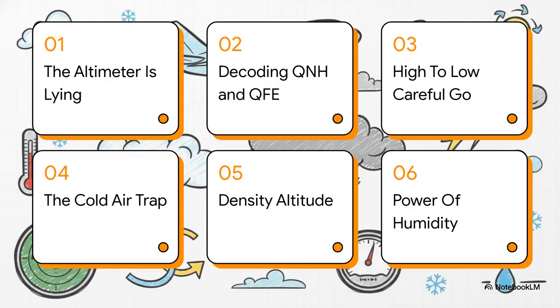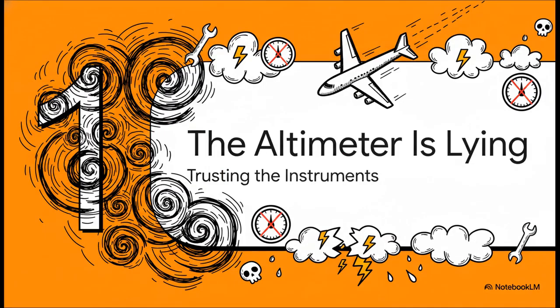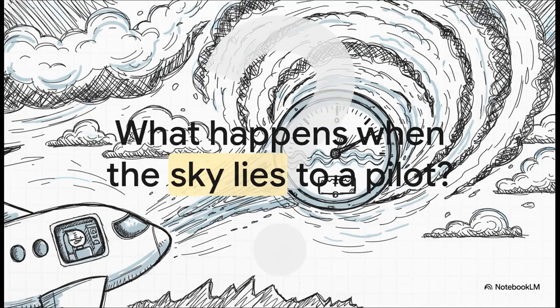Let's jump right in. All right, Section 1, the altimeter is lying. Picture this for a second. You are flying through incredibly thick clouds. You are completely blind to the outside world, and you are relying entirely on a little dial on your dashboard to tell you exactly how far away the solid, unforgiving ground is. Now, imagine that dial is secretly being tricked by the very air you're flying through. It's a pretty terrifying scenario, but it's a fundamental, everyday reality of aviation meteorology.